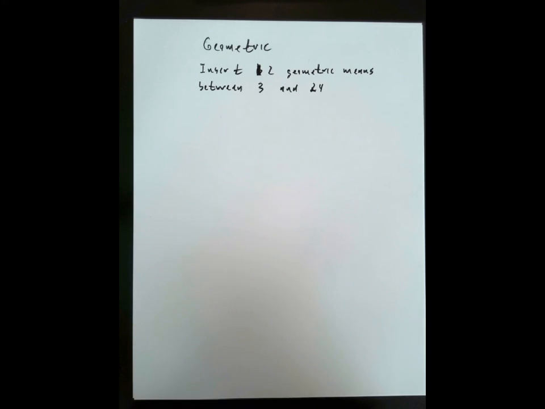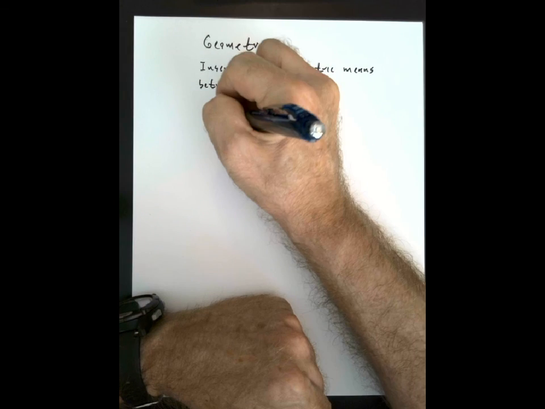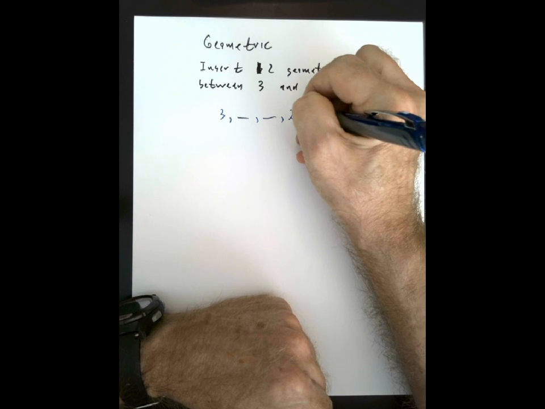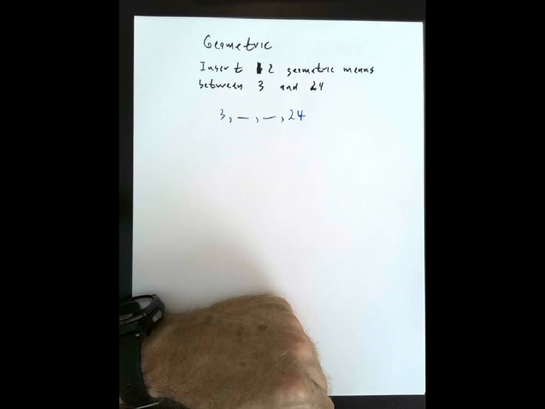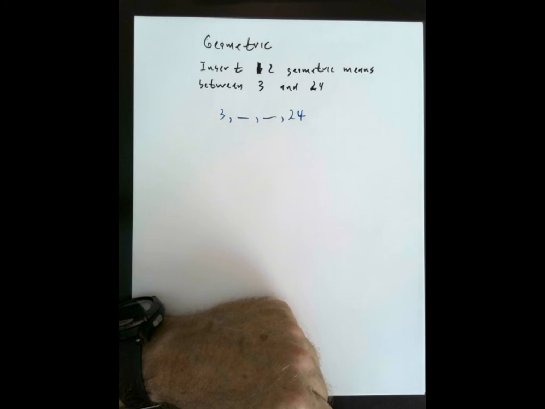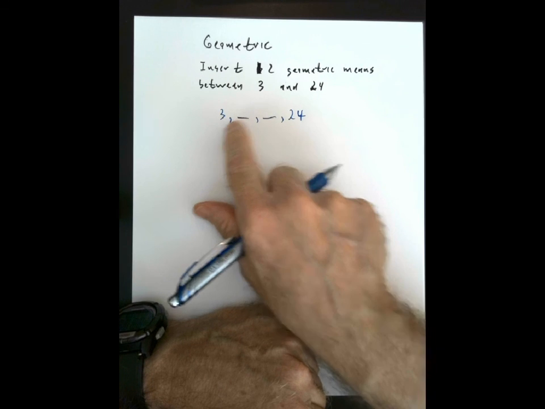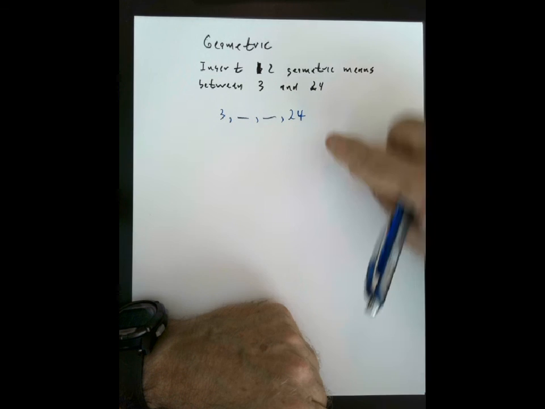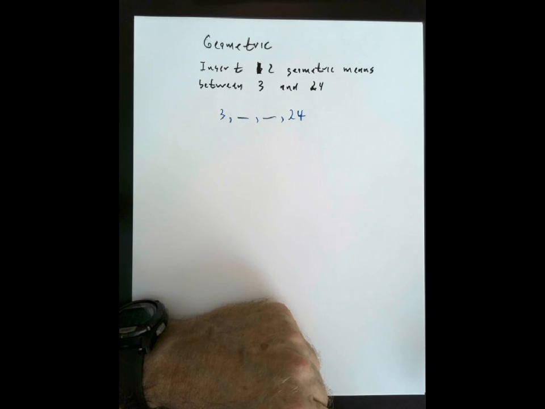But what they're really asking is they're going to ask you to imagine that 3 and 24 are going to be members of a geometric sequence, and that there are two members between them. So in other words, we want to insert two members of a geometric sequence in between 3 and 24. They would be called a geometric mean.